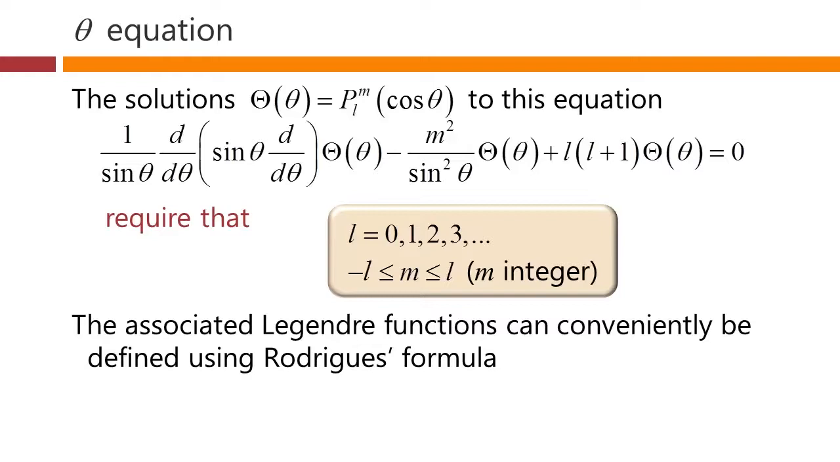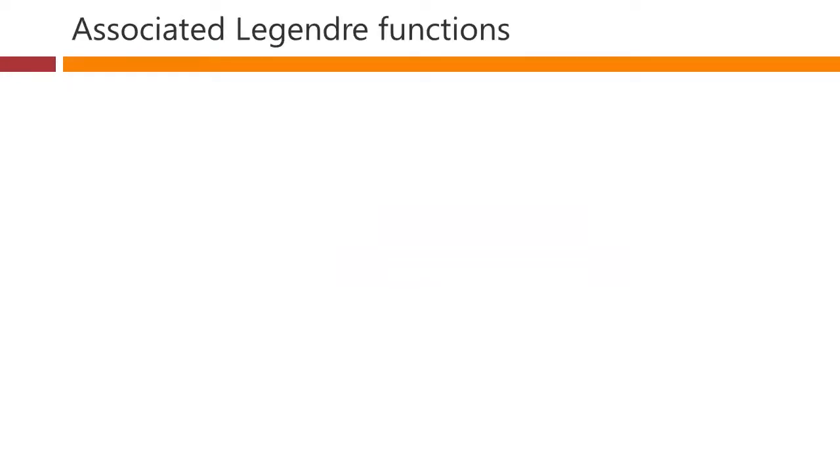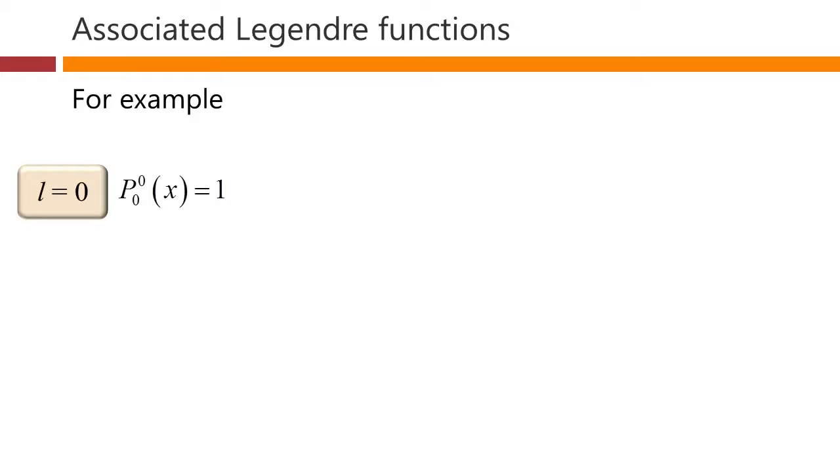These associated Legendre functions can be conveniently defined using Rodrigues's formula. So it's a high derivative of x squared minus 1 to the power L, and multiplied by these terms out front here. But you see, all that's involved is x and these various factors and coefficients in here that are all dependent only on L and m. Let's look at some of these associated Legendre functions. For example, for L equals 0, we have simply one function here. This is L equals 0 and m equals 0 in here. And that function is rather simple. It's just 1.